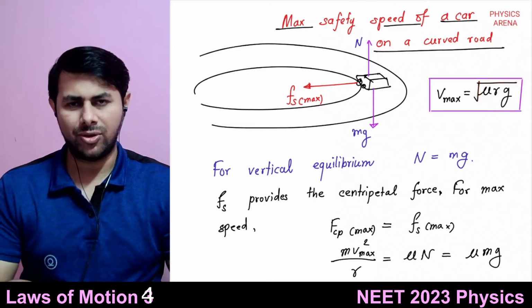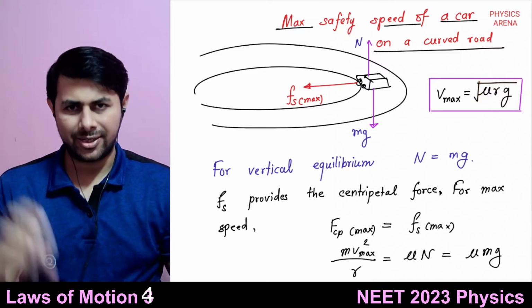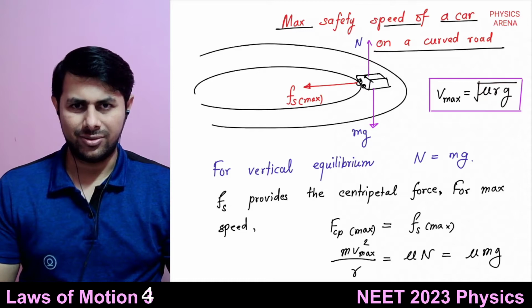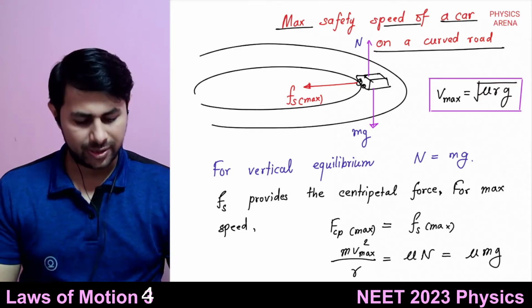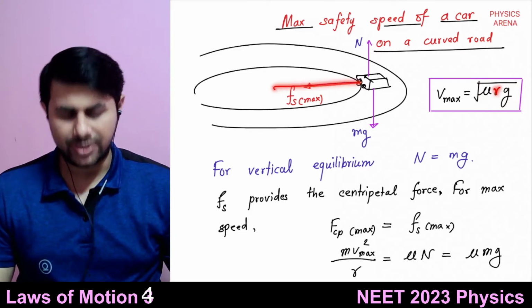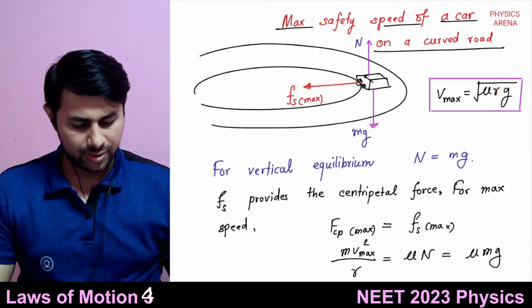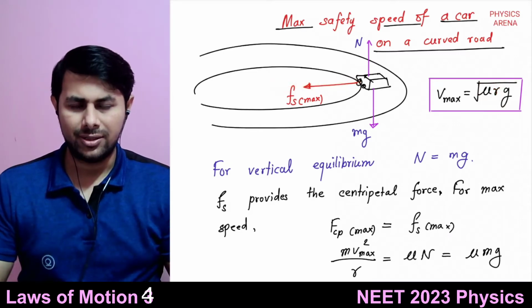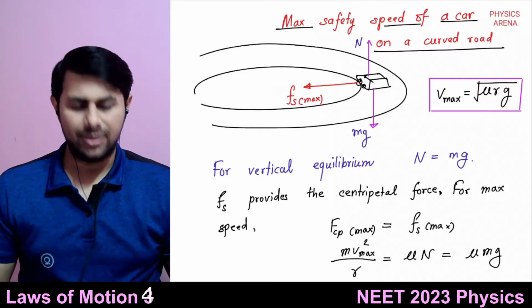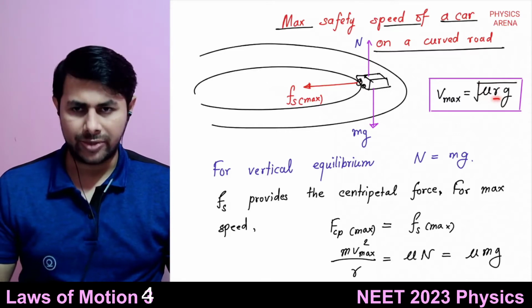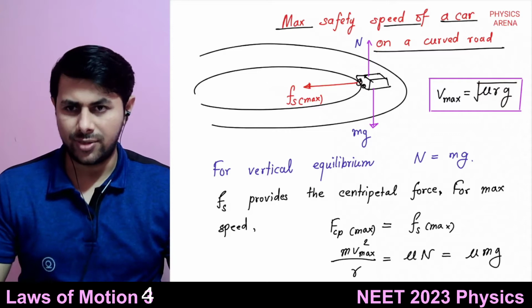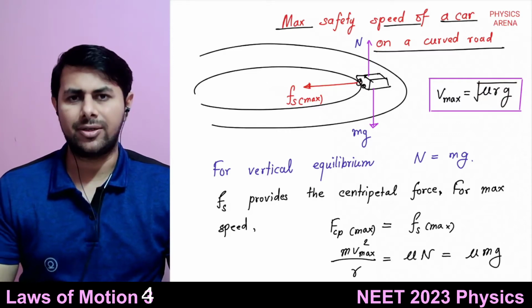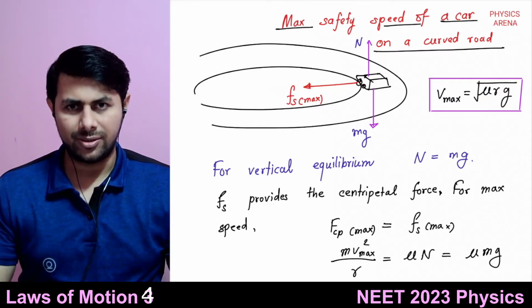So mu is the coefficient of friction between the tires of your vehicle and the road surface. R is the radius of curvature of that curve. That curve will be a part of a big circle, so the radius of that circle is the radius of curvature of the road. G is acceleration due to gravity. So this is how we can find out the safety speed limit.